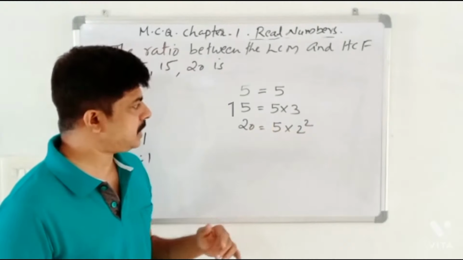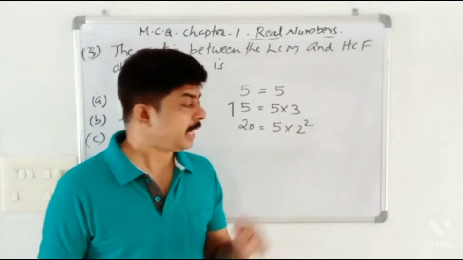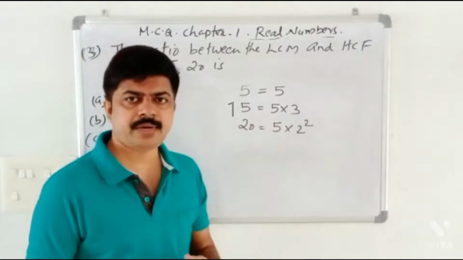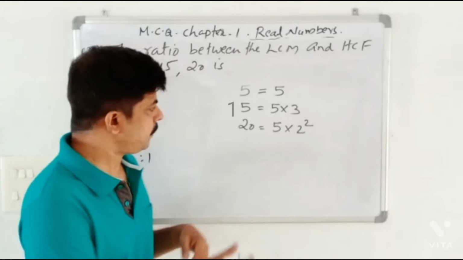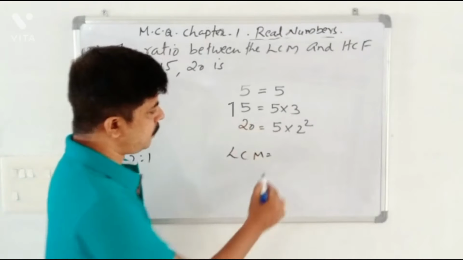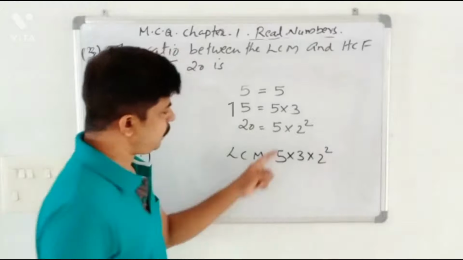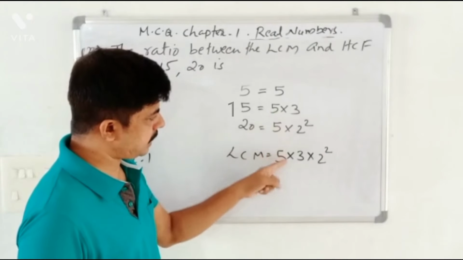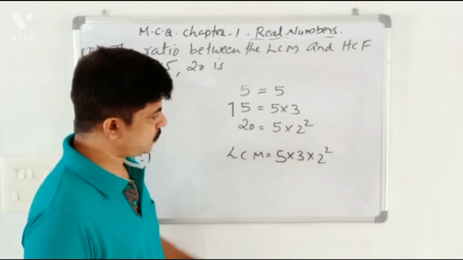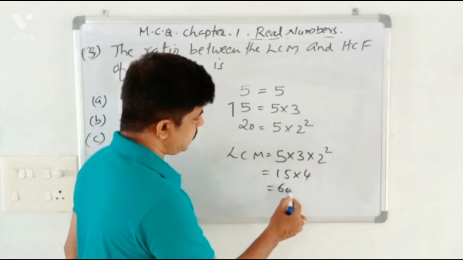We know how to find the LCM. LCM means the product of the greatest power of each prime factor involved in it. We have the LCM is equal to 5 into 3 into 2 square. 5 is the greatest, here 3, here 2 square. Therefore 15 into 4, we have 60.